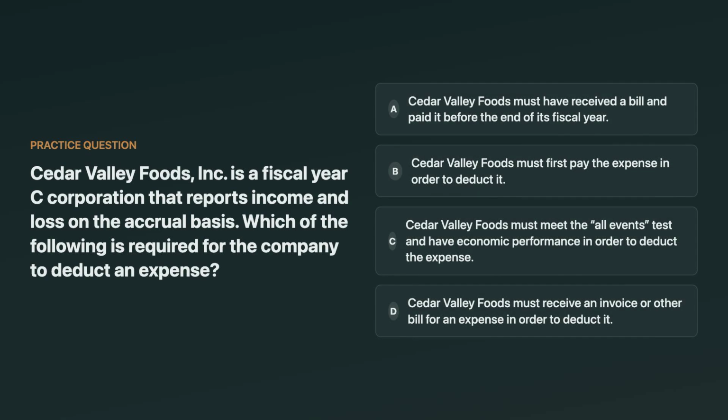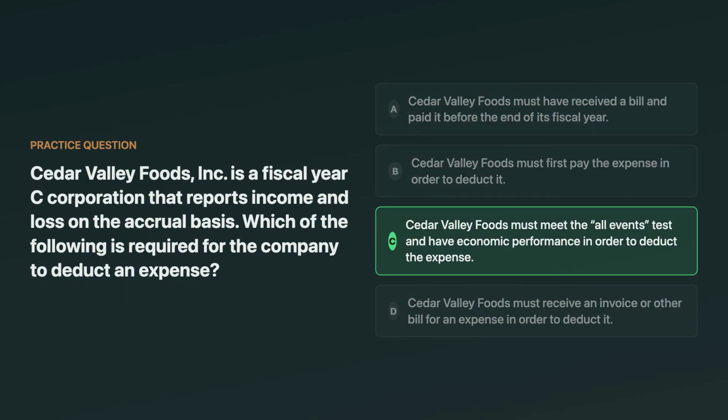Cedar Valley Foods is a fiscal year C corporation using the accrual method. Which requirement must be met for the company to deduct an expense? The choices mention paying before year-end, paying before deducting, meeting the all events test plus economic performance, or simply receiving an invoice. Think about the core accrual rule, not paperwork.